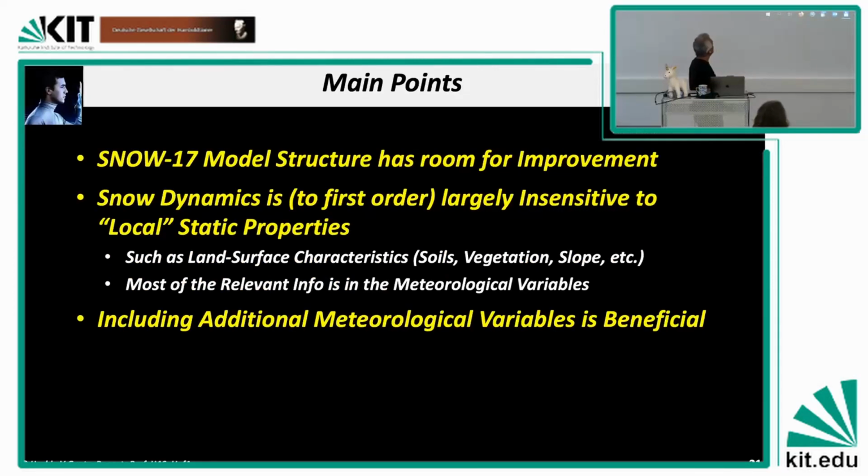So we knew that Snow 17 had room for improvement, but we didn't know how and why and where. Well, I'm sure there are people who study snow dynamics who could have told you this before. I'm saying I didn't know how and why and where, and I learned this from this. I learned that snow dynamics is to first order largely insensitive to local static properties, and that it's beneficial to include additional meteorological variables, but you need to figure out how and why.